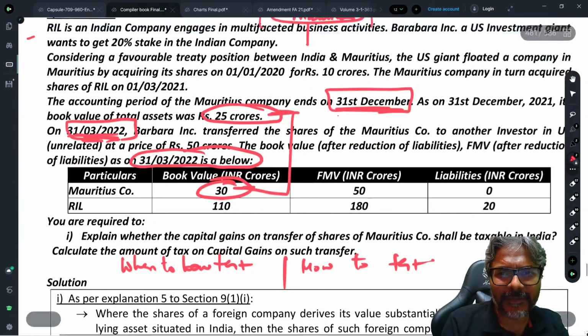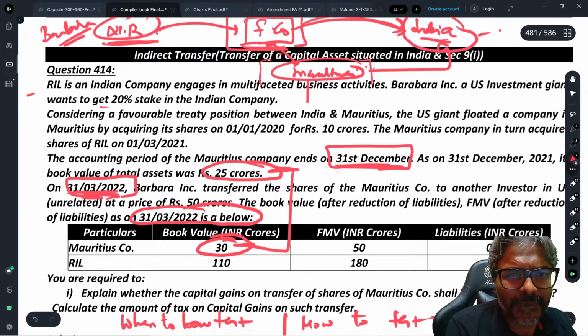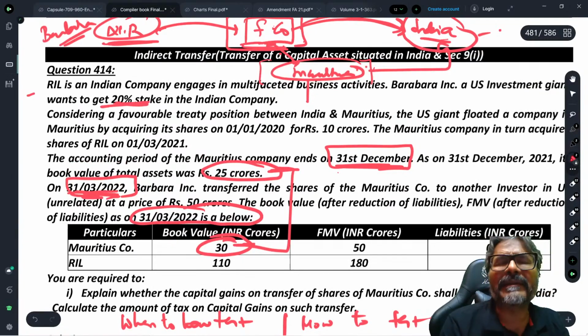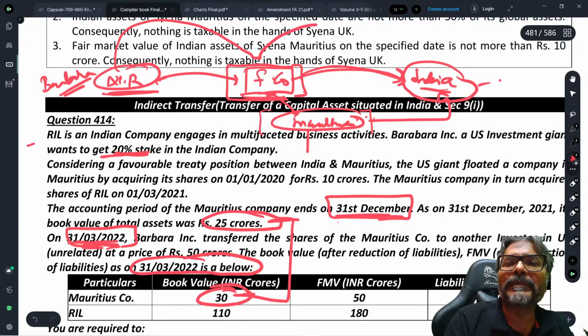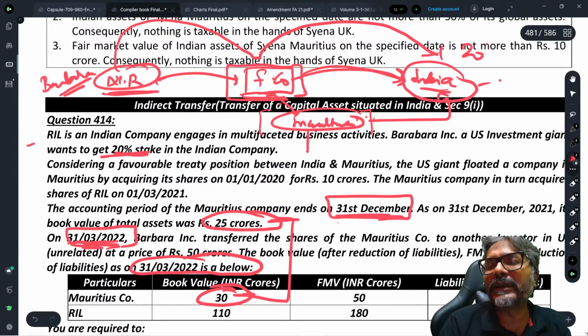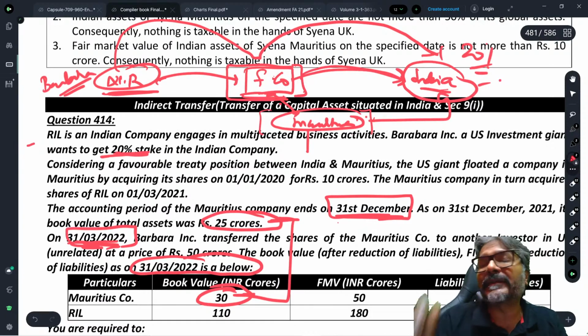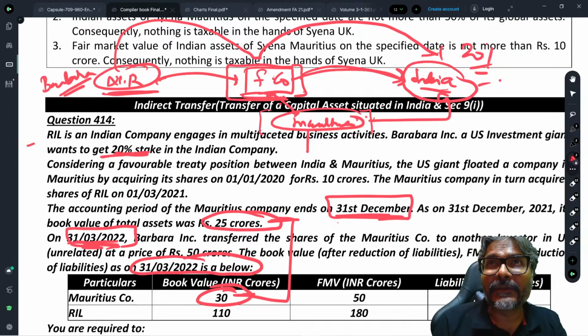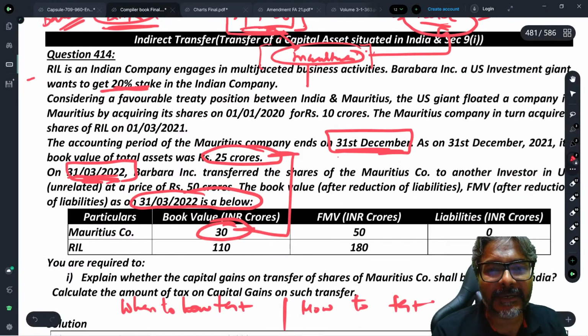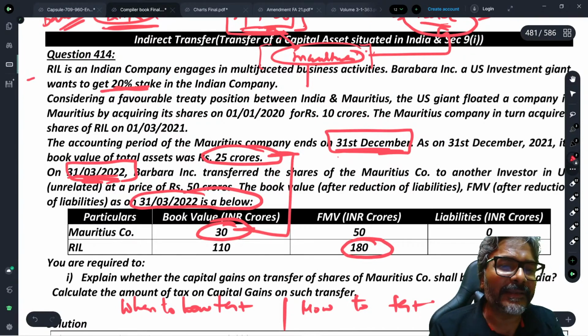So therefore, friends, in this case, if you see in this question, it has very clearly said that this non-resident Barbara, through the foreign company, has made an investment of 20% in that Indian asset. So they have got a stake in the Indian asset through this foreign company, the Mauritius company. They have taken a stake of 20% in that Indian asset. So therefore 20% of the fair market value of the Indian asset. Now this fair market value of the Indian asset is 180.